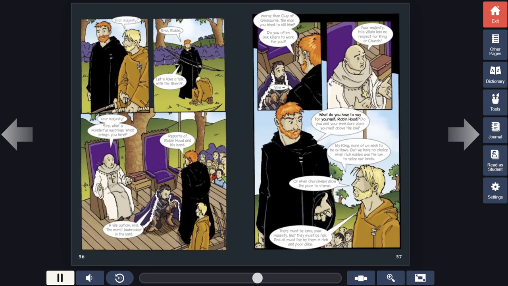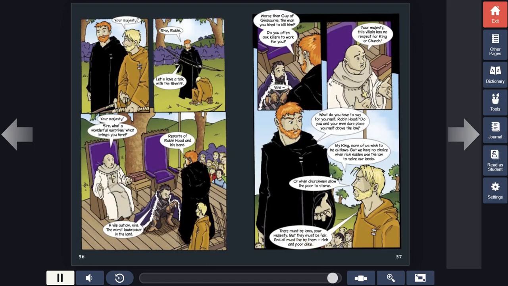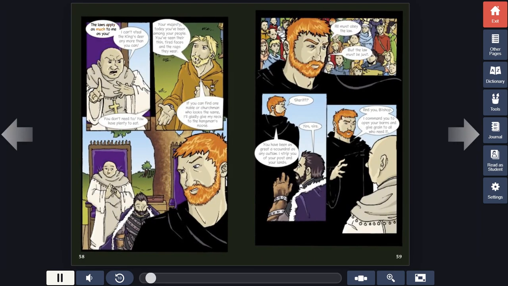What do you have to say for yourself, Robin Hood? Do you and your men dare place yourself above the law? My king, none of us wish to be outlaws. But we have no choice when rich nobles use the law to seize our lands, or when churchmen allow the poor to starve. There must be laws, Your Majesty, but they must be fair, and all must live by them, rich and poor alike. The laws apply as much to me as you. I can't steal the king's deer any more than you can.